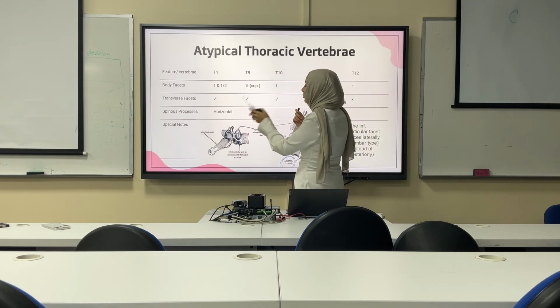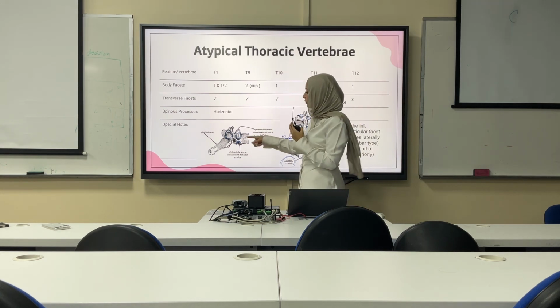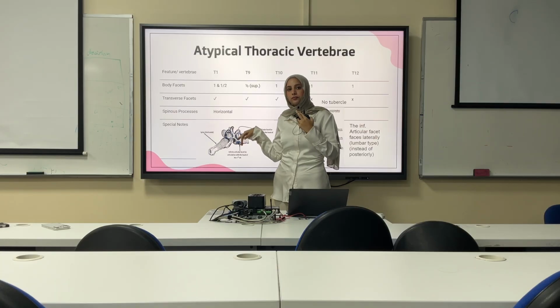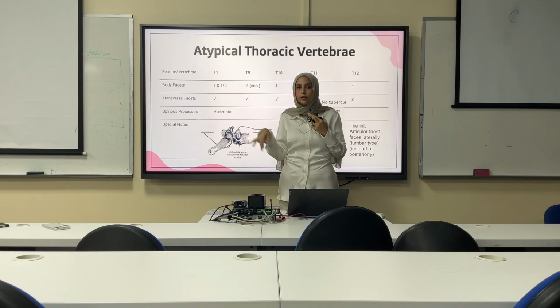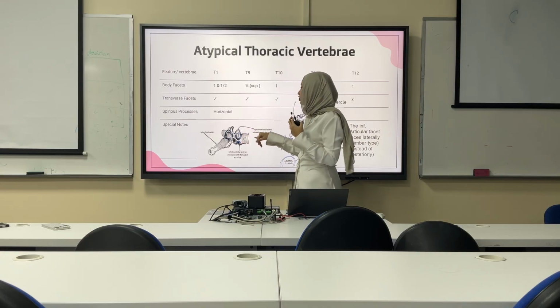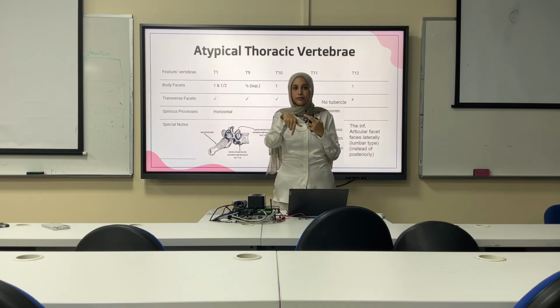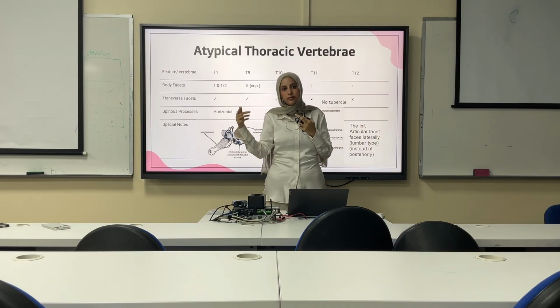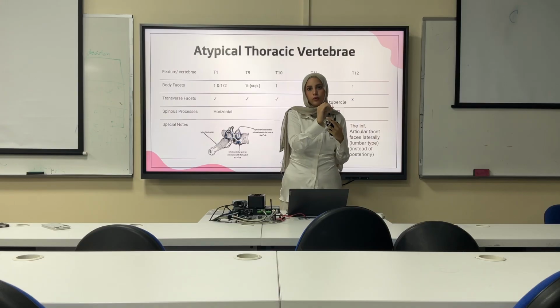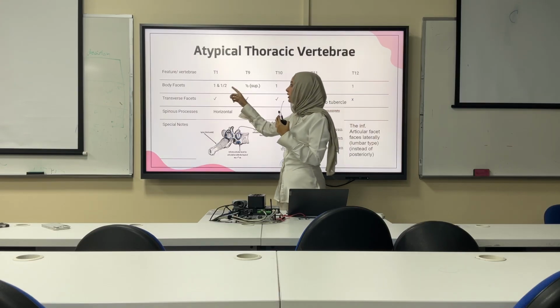First you check the body facets. The facets in the body, where it articulates with what? The ribs, yeah, but like the head or the tubercle? The head. So here you can see that T1 actually has 1.5. Usually you either have two halves or just one full one. The only one that has 1.5 is T1.